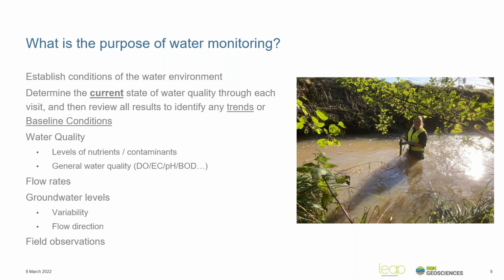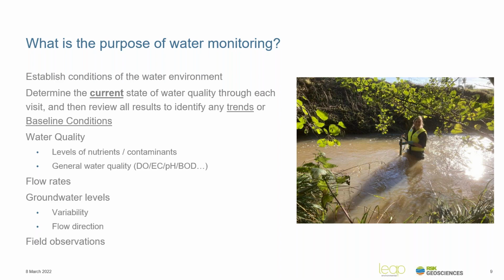We use all the data from all the various visits to then identify a trend or a range, determine baseline conditions. We'll use data, say, for water quality, levels of nutrients or contaminants. We'll look at general water quality, really good indicators to see what's actually changing, how things are evolving over time. We'll look at maybe flow rates within rivers, how much water is flowing through. Within boreholes, we're looking at groundwater levels, how they vary seasonally, and ultimately determine groundwater flow direction.